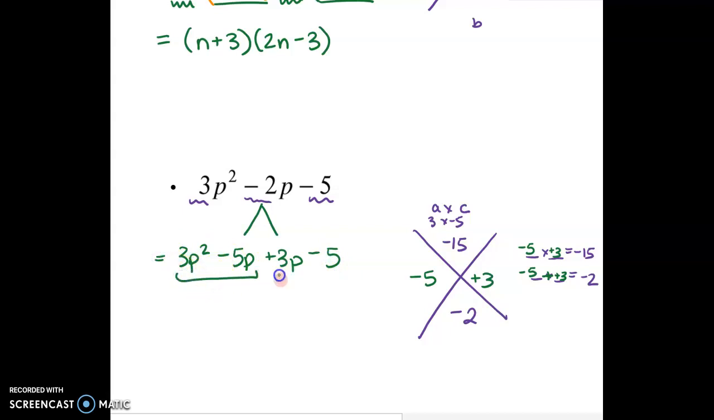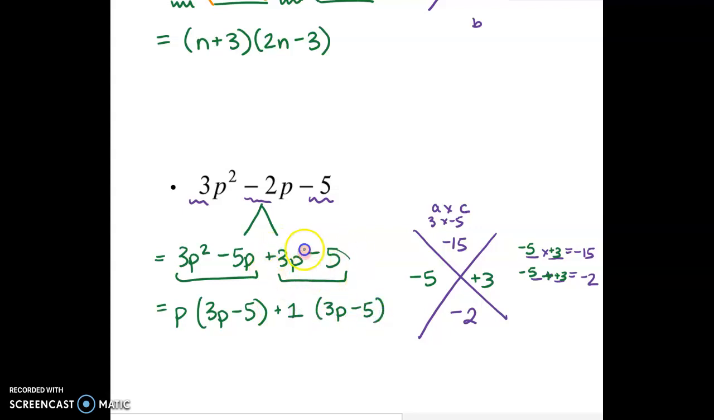Then you're going to pair off your expressions and take out what's common. The only thing common here is just a p. So I'm left with a 3p minus 5. And the only thing that's common here is a 1. So I'm taking out the 1. And so I'm left with a 3p minus 5.